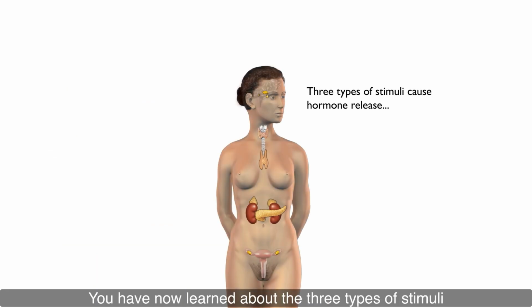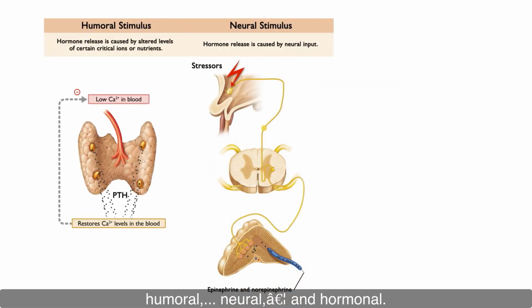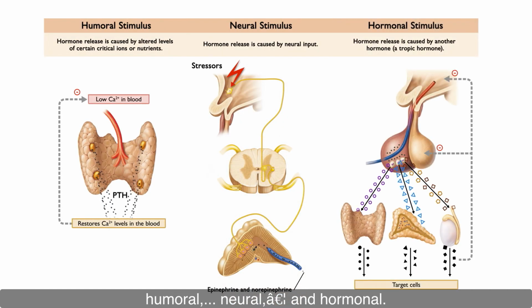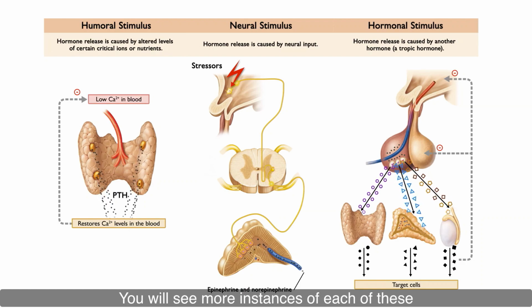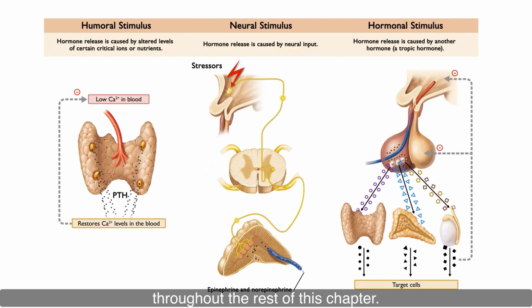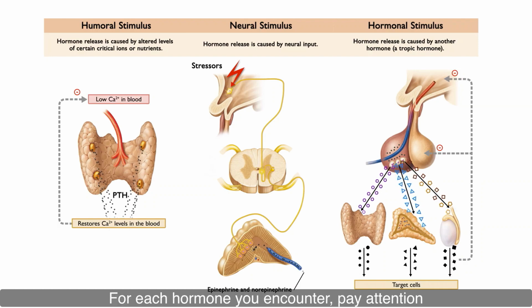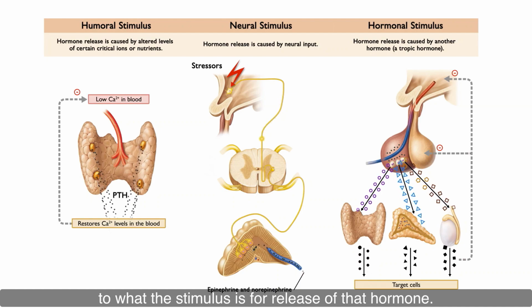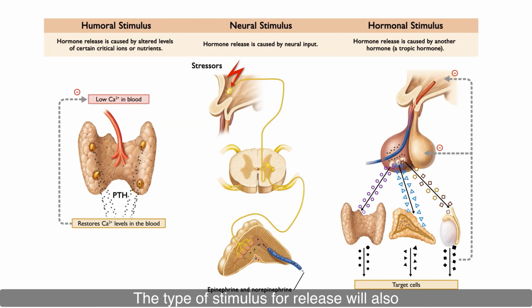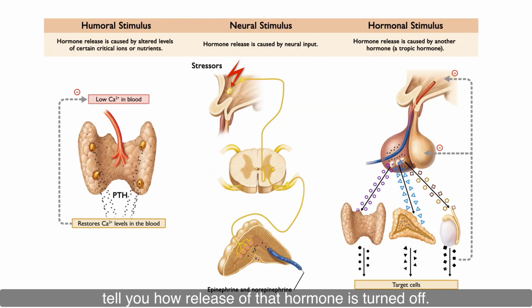You have now learned about the three types of stimuli that cause hormone release: humoral, neural, and hormonal. You will see more instances of each of these throughout the rest of this chapter. For each hormone you encounter, pay attention to what the stimulus is for release of that hormone. The type of stimulus for release will also tell you how release of that hormone is turned off.